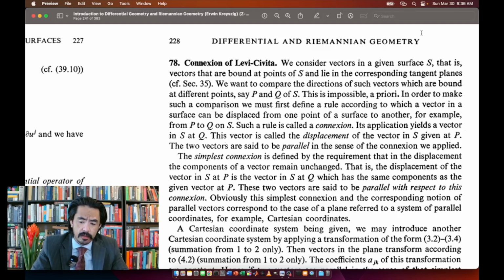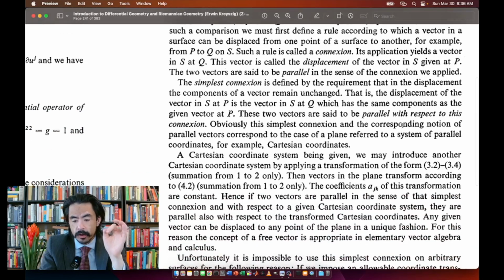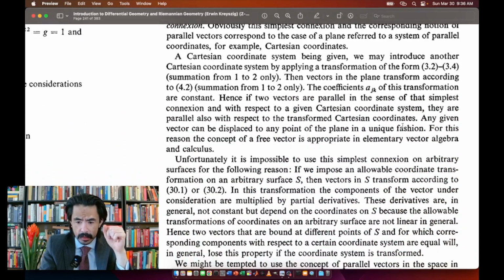The simplest connection is defined by the requirement that in the displacement, the components of a vector remain unchanged. That is, the displacement of the vector in S at P is the vector in S at Q, which has the same components as the given vector at P. These two vectors are said to be parallel with respect to this connection. Obviously, this simplest connection and the corresponding notion of parallel vectors correspond to the case of a plane referred to a system of parallel coordinates, for example, Cartesian coordinates. There we have that tricky usage of the word referred that I brought up in the intro. Let's get into that new stuff.